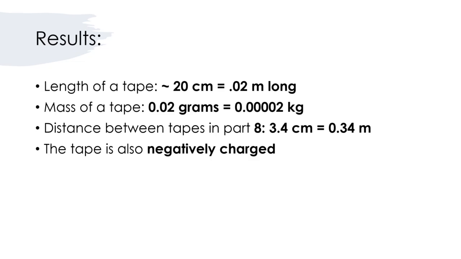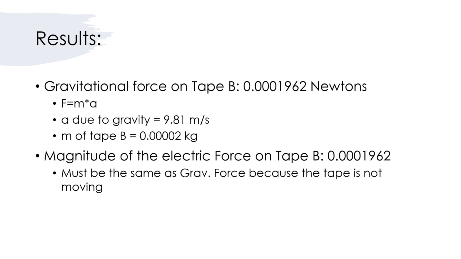My results from these experiments: the length of tape was 0.02 meters long, the mass of the tape was 2 times 10 to the negative 5th kilograms. The distance between the tapes in part 8, which was the part with tape B suspended and tape A underneath, was 3.4 centimeters or 0.034 meters. And the tape is also negatively charged, as I described with the experiment with the pin earlier.